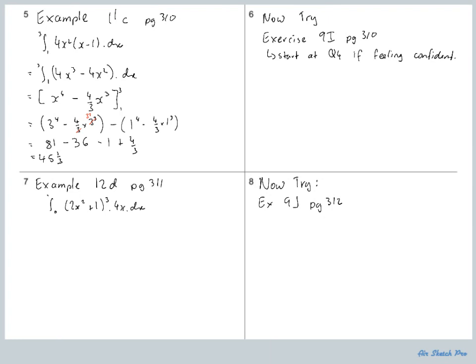Ready for some practice? So these first set of problems there, exercise 9I, page 310. First of all, I did example 11C. There's an A and a B as well, you could imagine. So you can have a look at a couple of more examples if you're just keen to see it in action there. I've given you a sort of jump in point if you're feeling confident of question 4. But otherwise, start from question 1. It's all good practice for you.